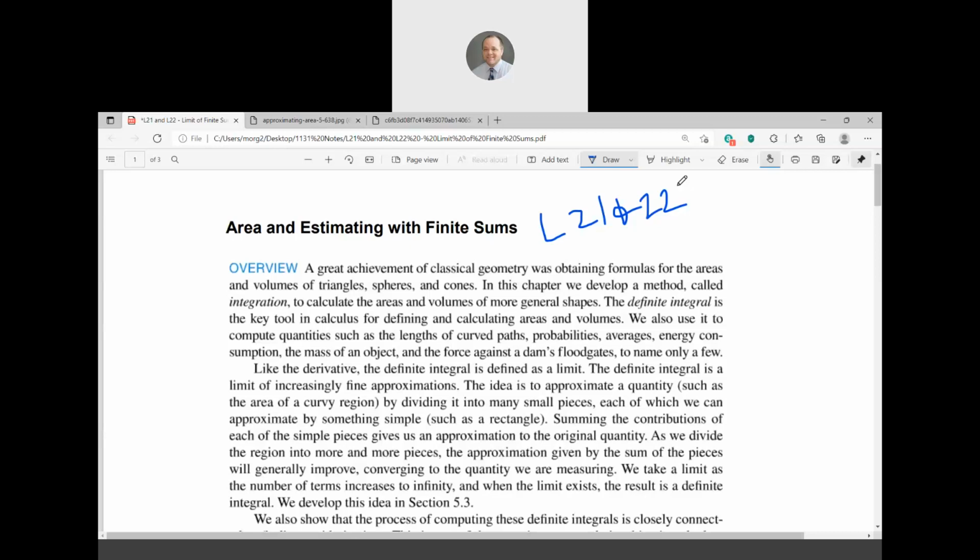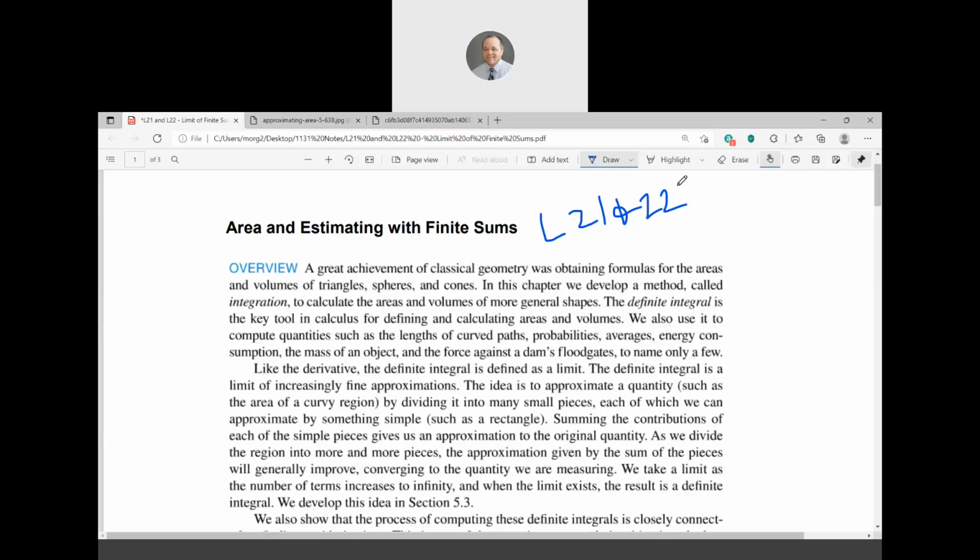A great achievement of geometry was obtaining formulas for the areas and volumes of various shapes. In a previous lesson, we developed a method called integration. Actually, we hadn't talked about how to do that yet. The definite integral, as you'll see in a separate video, is a key tool in calculus for defining and calculating areas and volumes. Like the derivative, the definite integral is defined as a limit. The definite integral is a limit of increasingly fine approximations.